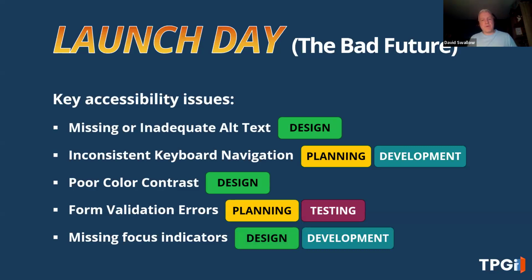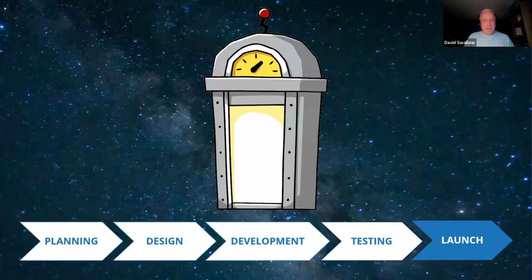So every barrier at launch stems from missed opportunities earlier in the process. Each overlooked detail creates ripples that grow until they become unmanageable. So let's step into our non-copyright infringing time machine, and we're going to go back to critical stages in the software development lifecycle to uncover where things went wrong and how they could have been prevented. So are you ready to rewrite the future?